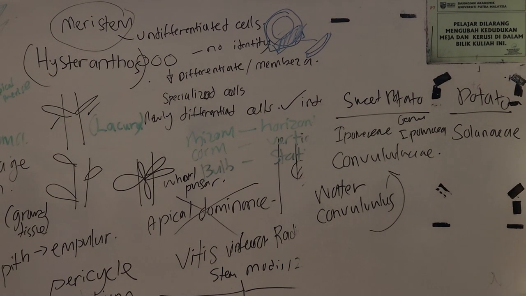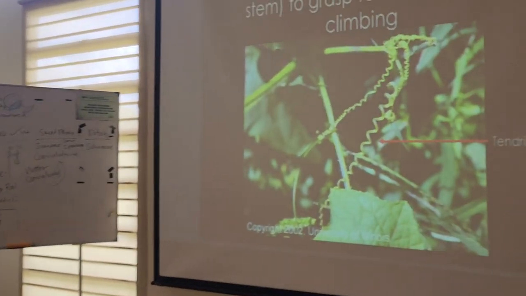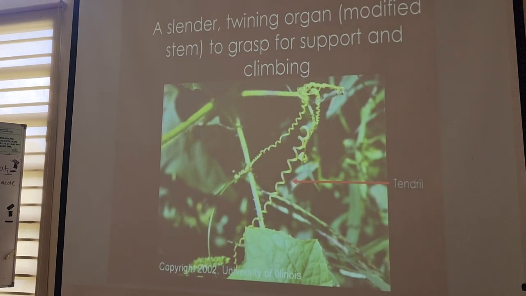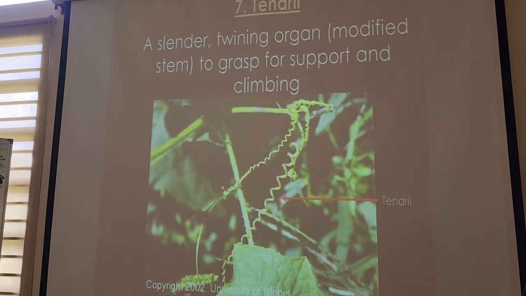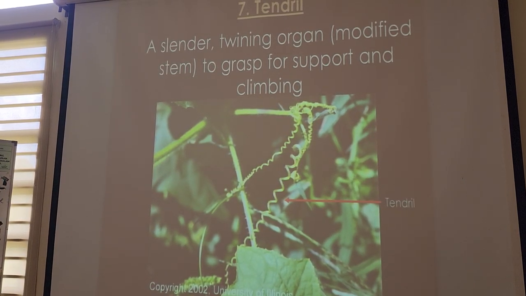Alright, and then we got tendril. Okay, this is the slender twining organ. You know bunga telang? Bunga di biru tu? Buat nasi kerabu? Yeah, got that thing. This tendril thing. Lots of this. This springy stem. Okay, it's to grasp and support.